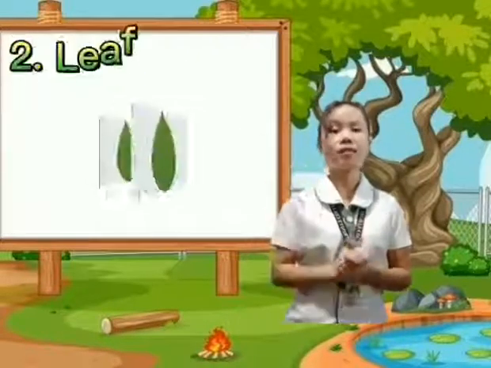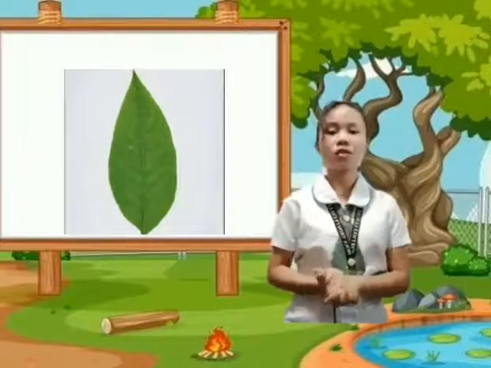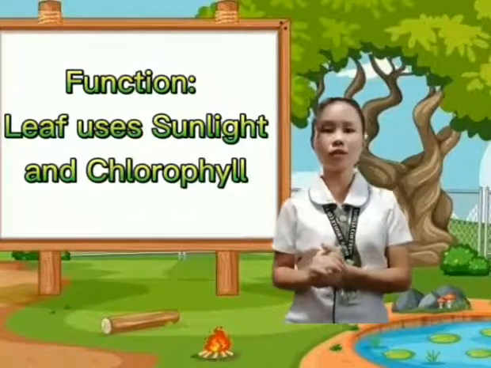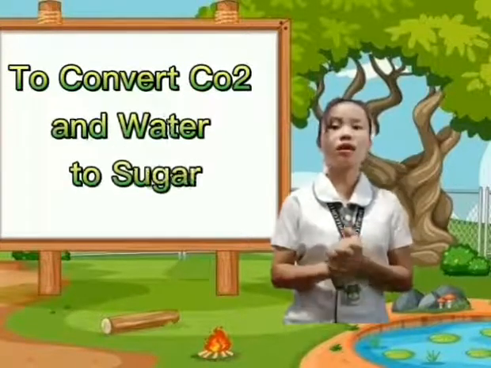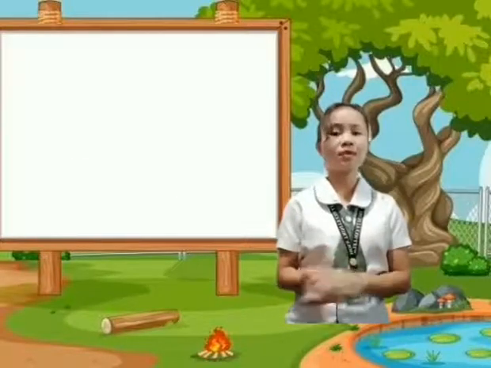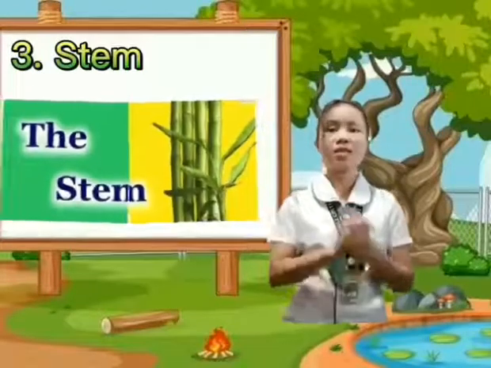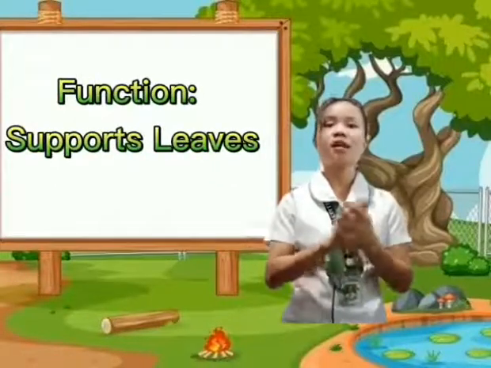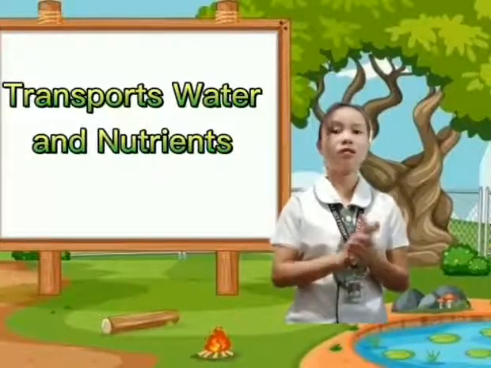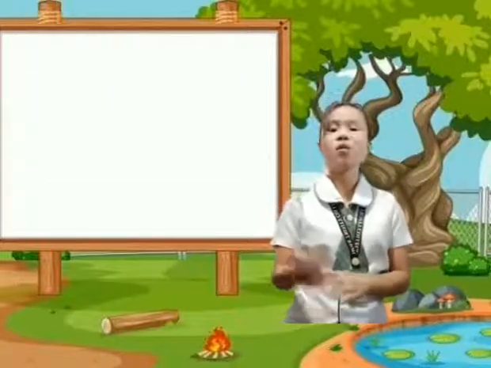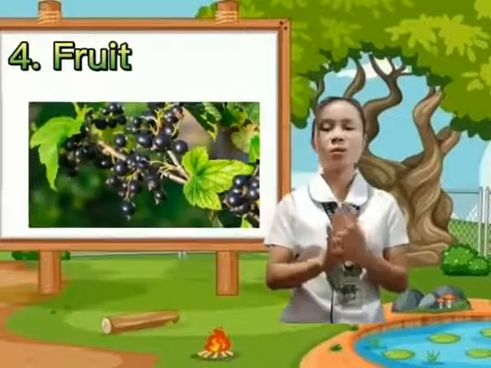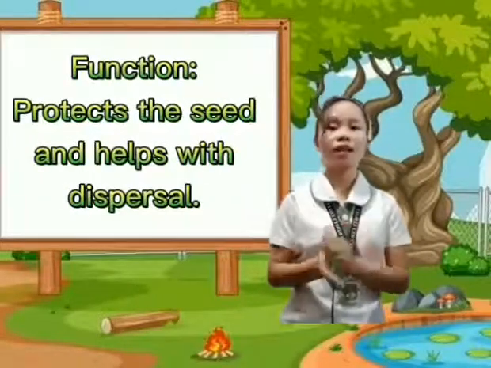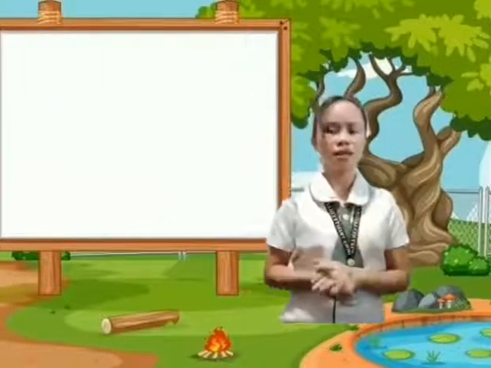And the second one, the leaf. What is the function of a leaf? A leaf uses sunlight and chlorophyll to convert CO2 and water to sugar. And the third one is the stem. What is the function of the stem? Stems support leaves and transport water and nutrients. The fourth one, the fruit. What is the function of the fruit? Fruit protects the seeds and helps with seed dispersal.